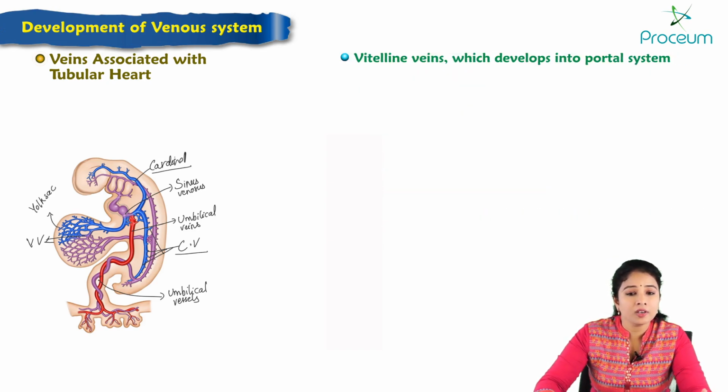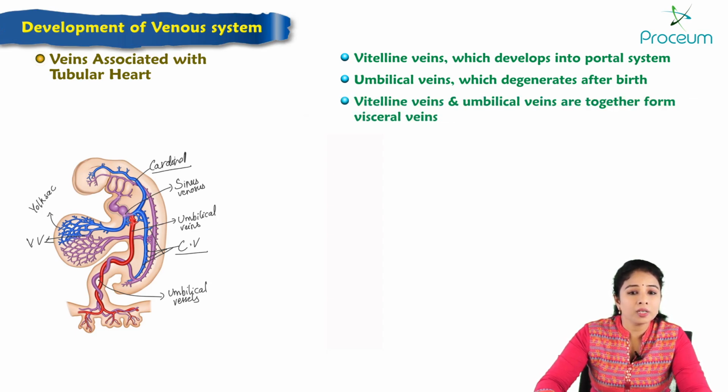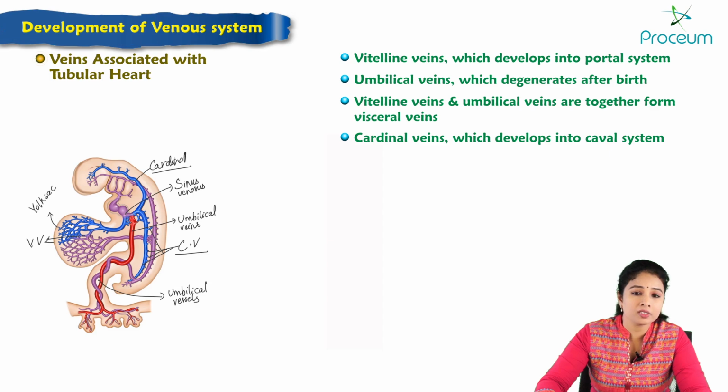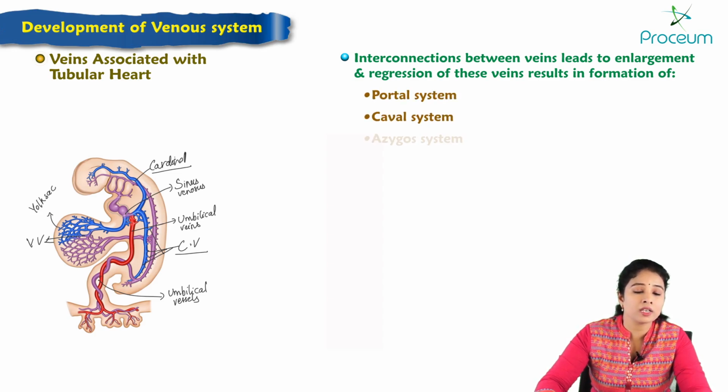Vitelline veins develop from the portal system. Umbilical veins usually degenerate after birth, and vitelline and umbilical veins are together considered visceral veins. Cardinal veins develop from the caval system, that is the superior vena cava and inferior vena cava, and form the somatic veins. The interconnections between the veins lead to enlargement and regression of these veins, resulting in the formation of the portal system, caval system and azygous system.